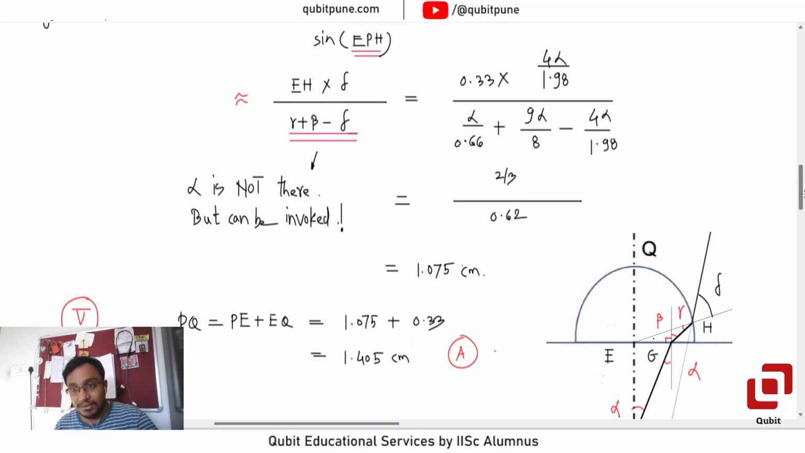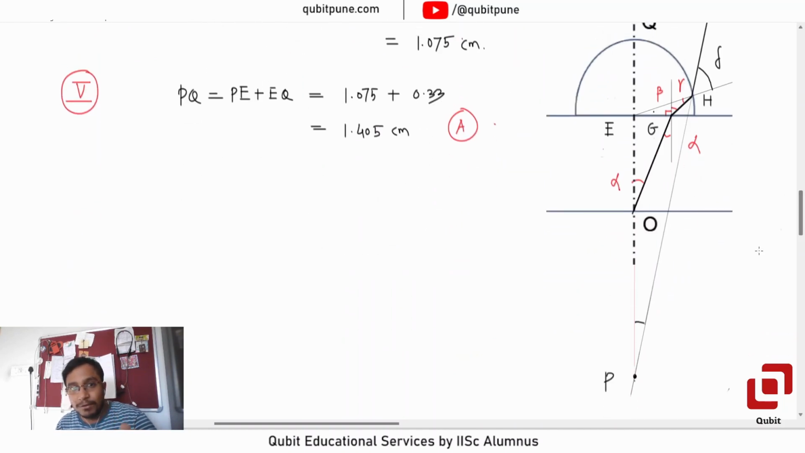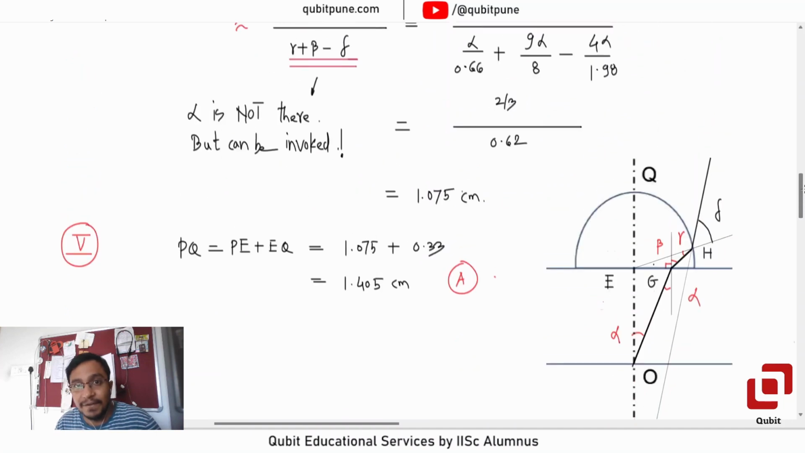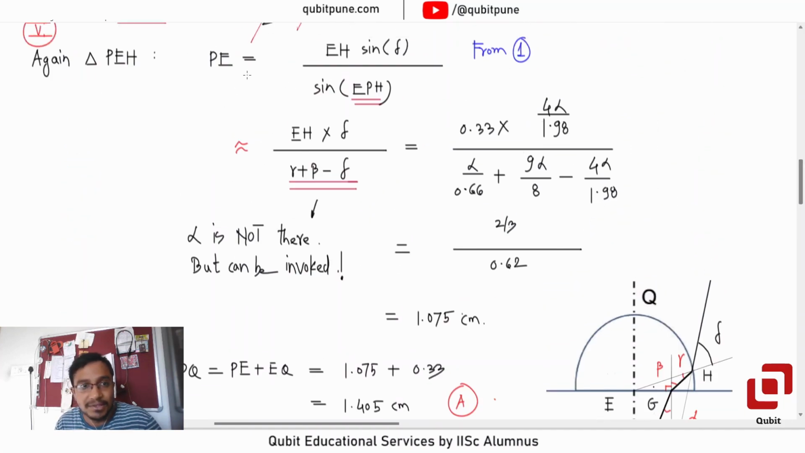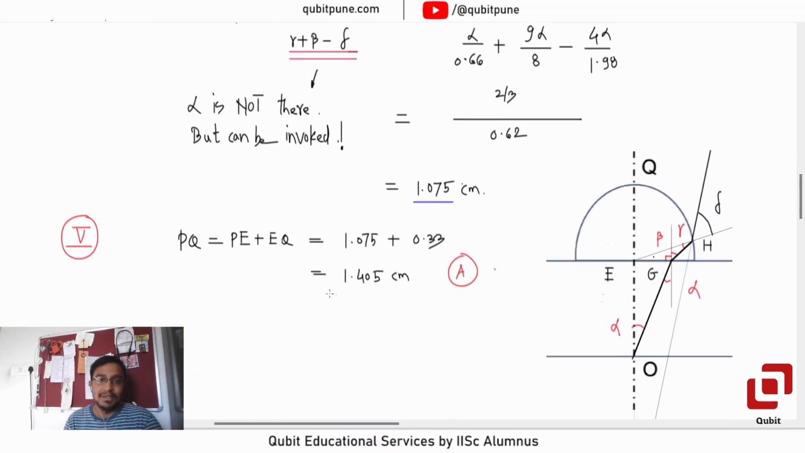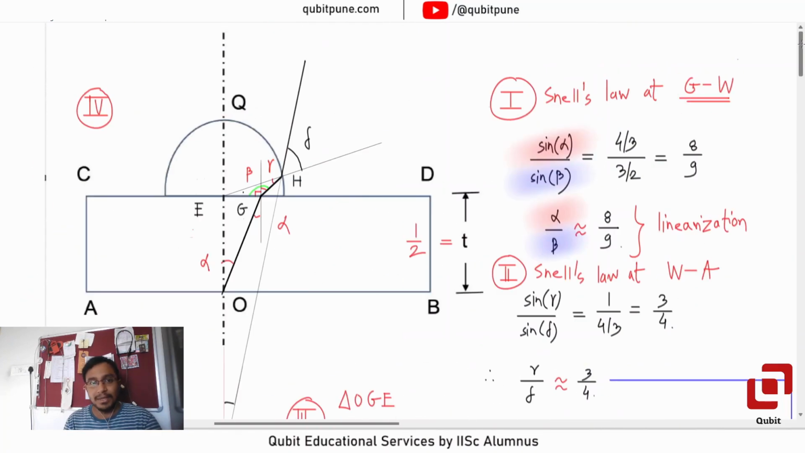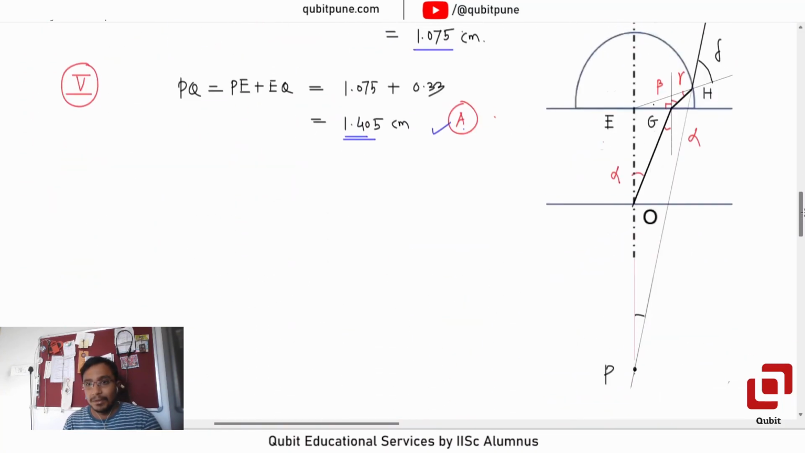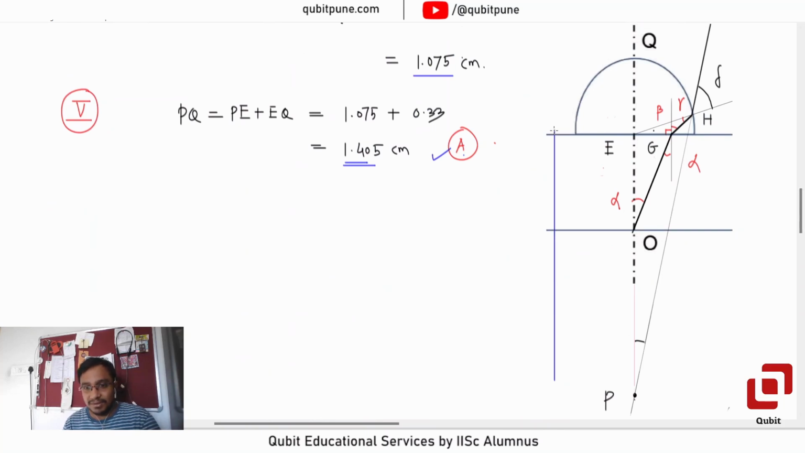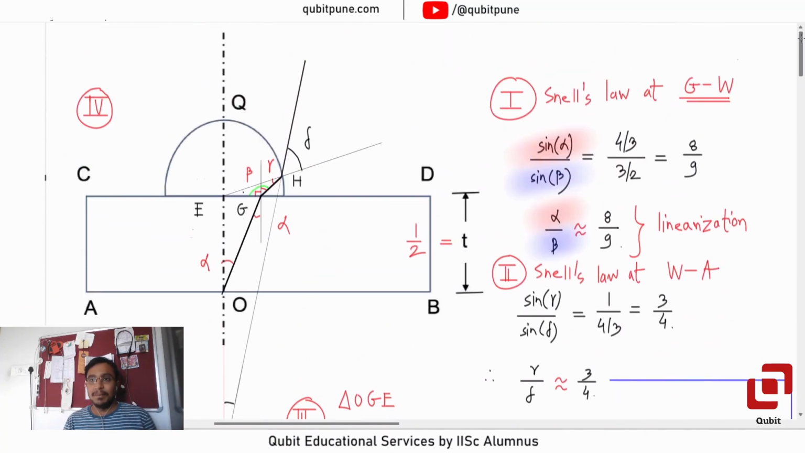See, still that is not the answer. What we have found out is only PE, which is 1.075. And then when you add the radius, 0.33, you finally get 1.405. That is option A. Because look, P to E was obtained, so this distance is approximately 1.075, and then plus this radius. If you add that, that makes it 1.405, and that matches pretty well with the option.